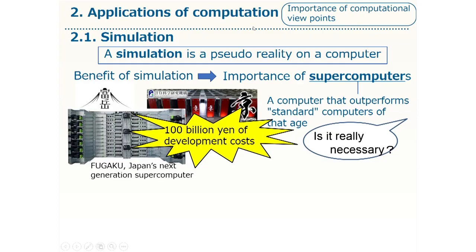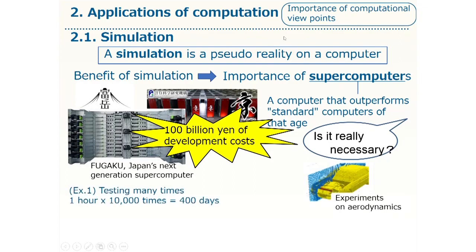Well, let me illustrate what would happen when we have a 100 times faster machine. Consider this wind tunnel experiment. Let's say that for each experiment, it took you 1 hour to perform. Let's say you are going to change the parameters here and there and wish to conduct such experiments 10,000 times. Then that would amount to 10,000 times 1 hour, which is 400 days.